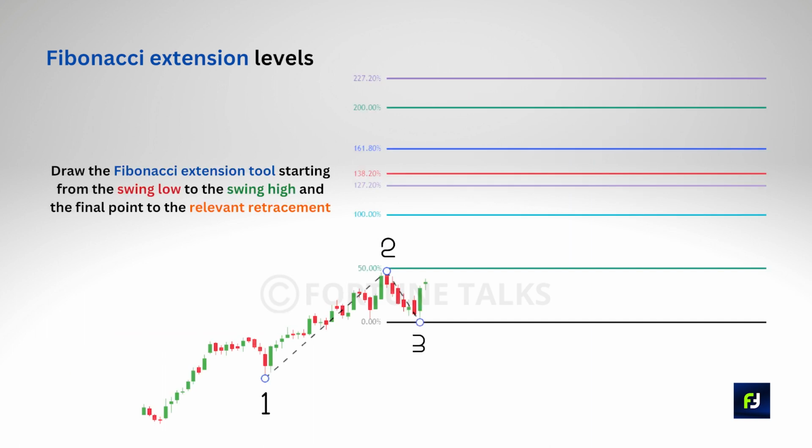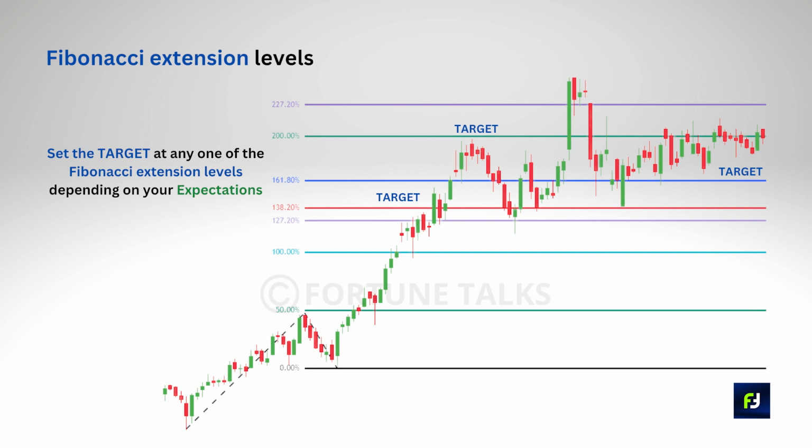Now the Fibonacci extension is a 3-point tool. So once you have identified the significant levels, select the Fibonacci extension tool, then draw the Fibonacci extension starting from the swing low to the swing high and the final point to a relevant retracement. Now all the Fibonacci extension levels are visible, and you can set your profit target at 127.2, 138.2, 161.8 or even 200% extension levels depending on how conservative or aggressive you are.